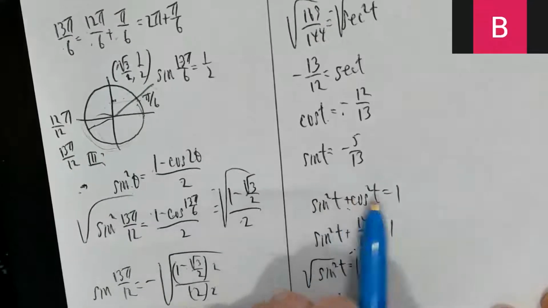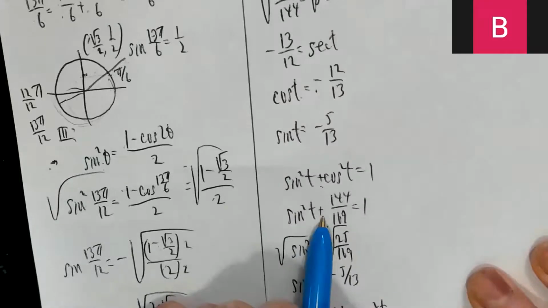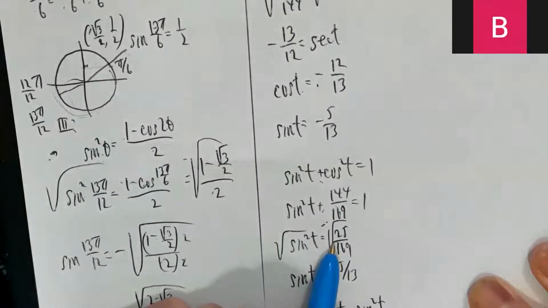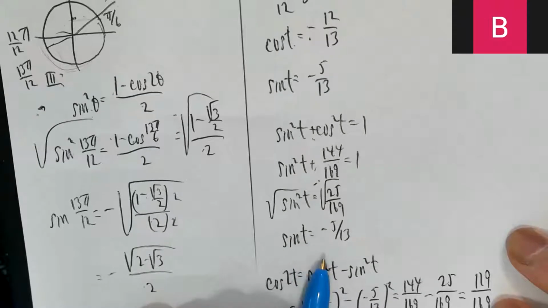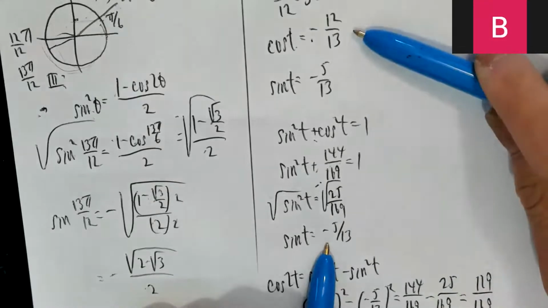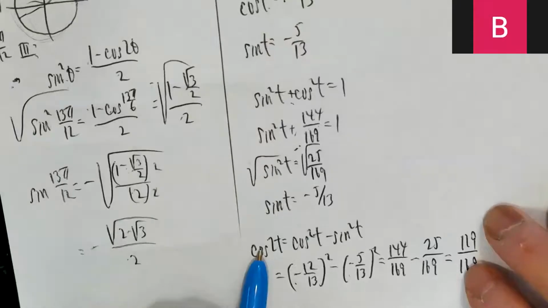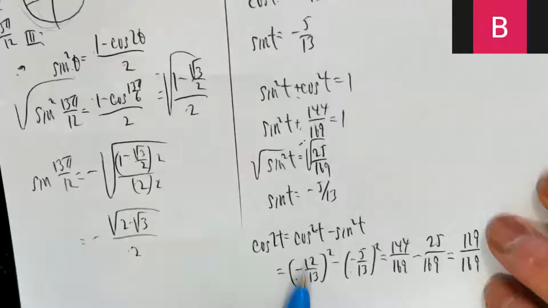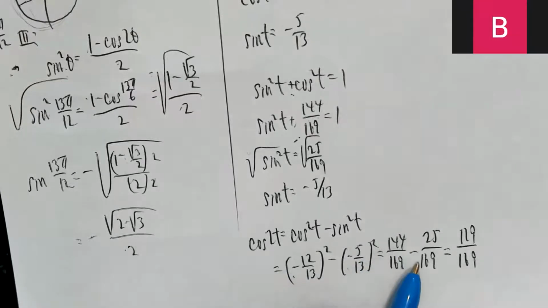Okay. Sine squared t plus cosine squared t equals 1. Sine squared t plus, all right, cosine squared, we just did that sort of. 144 over 169. You square this, 144 over 169. Subtract on both sides, 25 over 169. Square root, we are in quadrant 3, so the sine is negative. Sine of t is negative 5 thirteenths. So I'm ready. I've got cosine of t and sine of t. So at long last, I can figure out cosine of 2t. Cosine squared t minus sine squared t. So that's negative 12 thirteenths squared minus negative 5 thirteenths squared. So that's 144 over 169 minus 25 over 169. Final answer, 119 over 169 is the cosine of 2t.